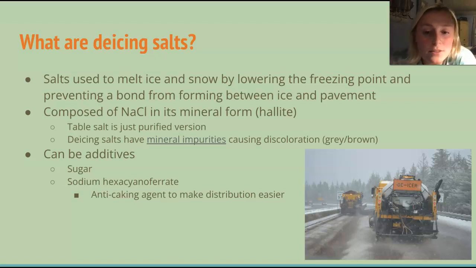So there can also be other additives to de-icing salts, such as sugar and sodium hexacyanoferrate. And those are just anti-caking agents. It makes distribution easier while putting it in the truck, and then they usually mix it with water and spray it, or they'll just put it right on the ground.